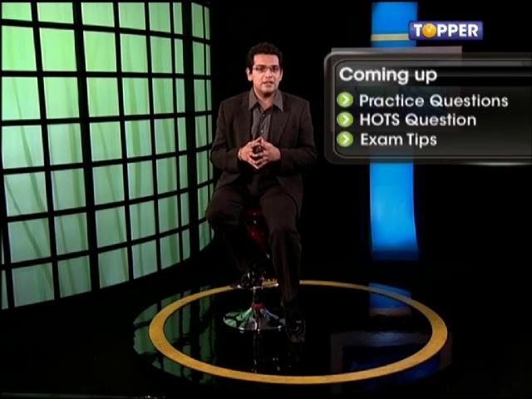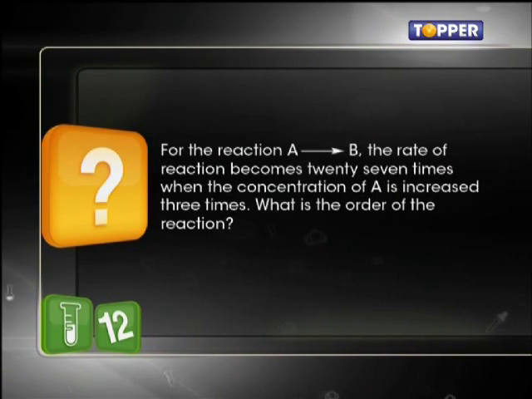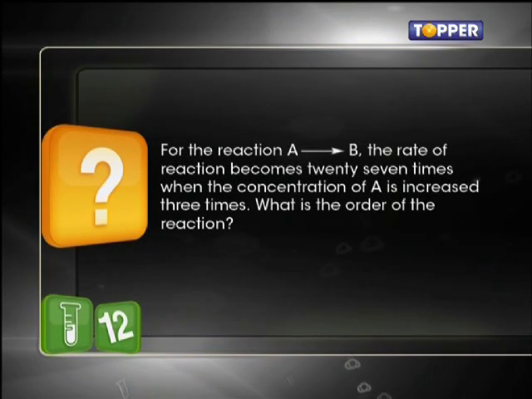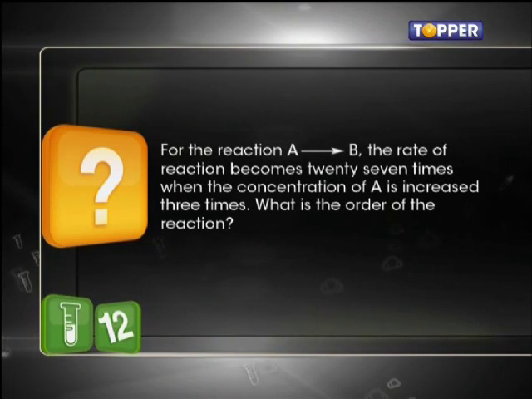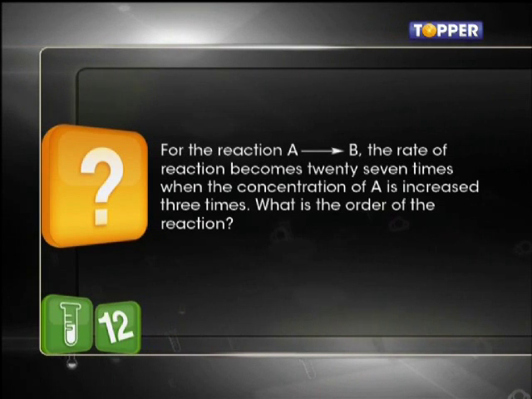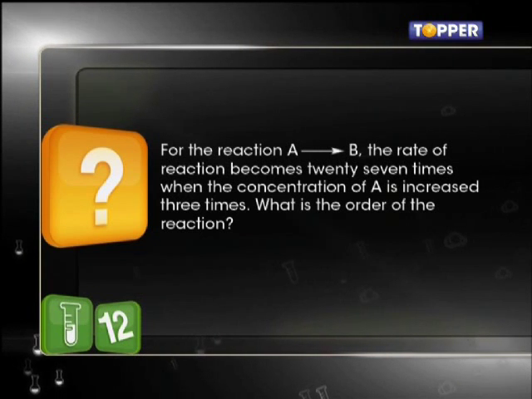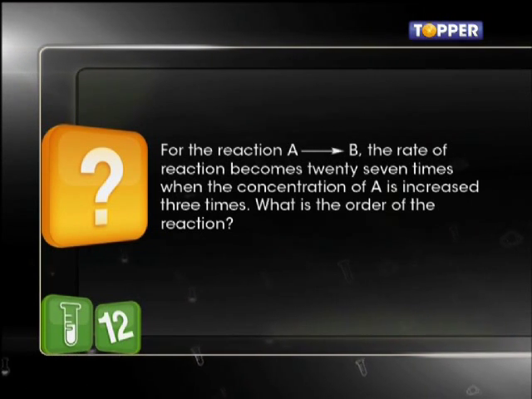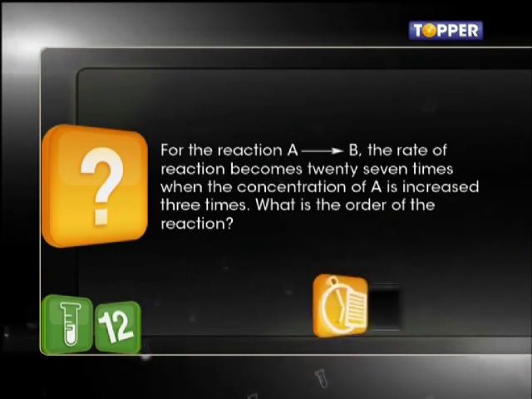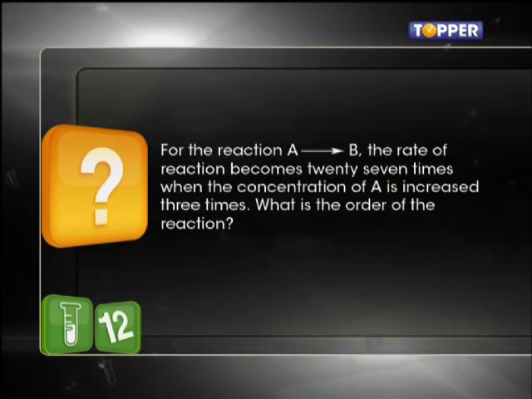In the meantime, try and solve this breaking question. For the reaction A gives B, the rate of reaction becomes 27 times when the concentration of A is increased 3 times. What is the order of the reaction? This numerical worth 1 mark was asked in the 2006 CBSE exam. We rate the difficulty level as easy.